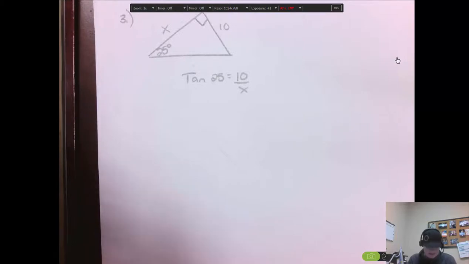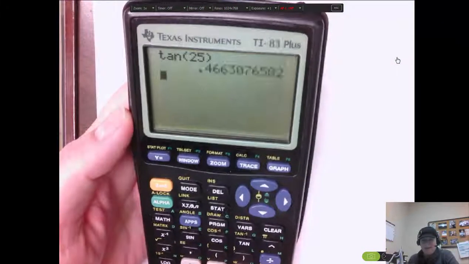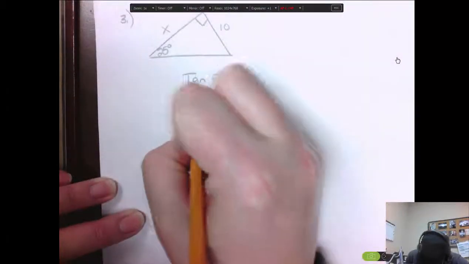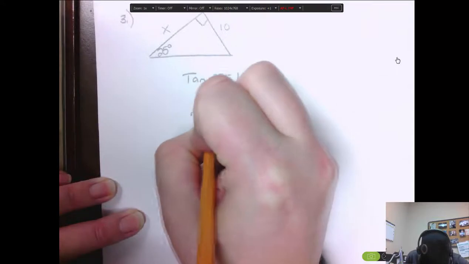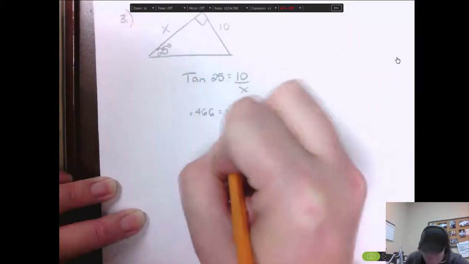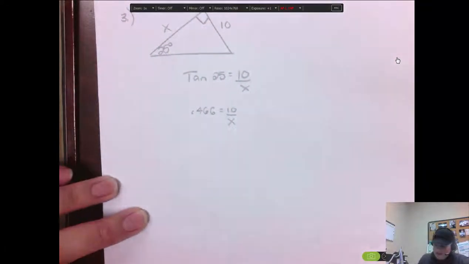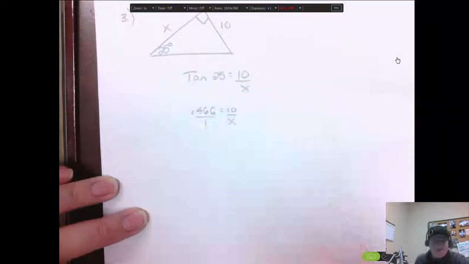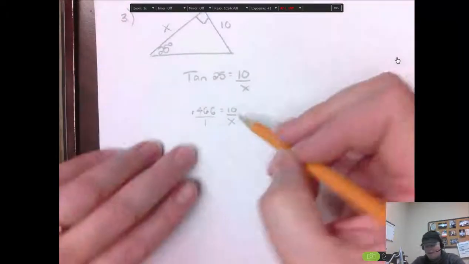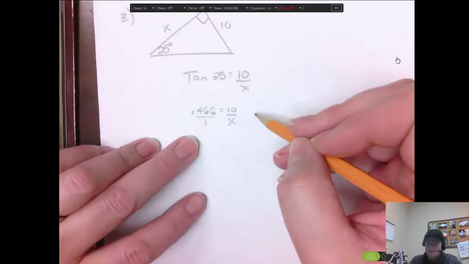So I'm going to click tangent of 25 in my calculator equals 0.466. So I'm going to get 0.466, and that equals 10 over x. And if you end up with one like this, which you will, there's two ways you can think of it. You can say, okay, I'm going to think of this over 1 and cross multiply. Or you have to think of it as multiplying the x over and then dividing over the number.